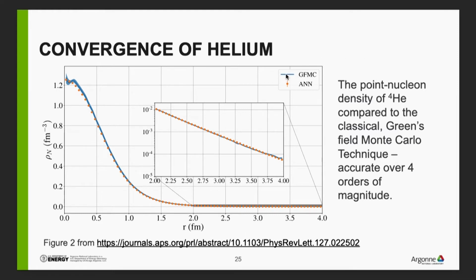So this blue is the exact solution. And our neural network gets it right over 4 orders of magnitude. So if you zoom in down here, down to 10 to the minus 4 versus 1.2, the neural network knows exactly what the right probability distribution is.